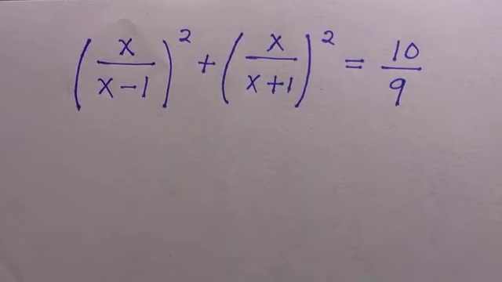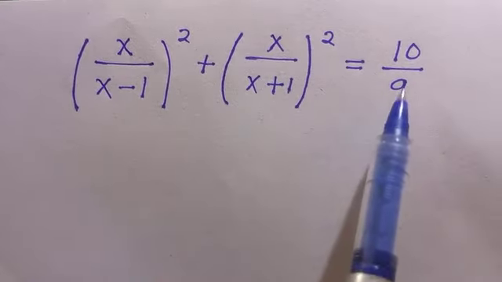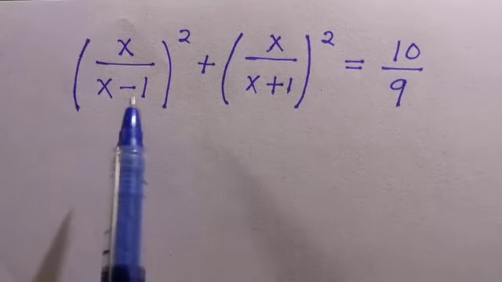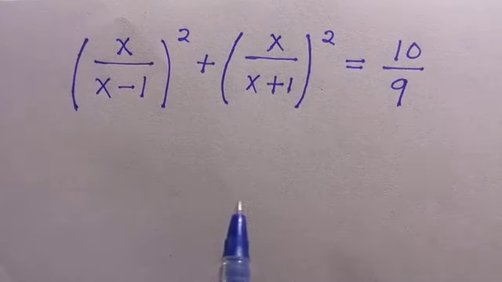We want to find the value of x in this problem, given that x divided by (x minus 1) squared plus x divided by (x plus 1) squared equals 10 over 9. But looking at this, the denominators are different. One is positive and one is negative.